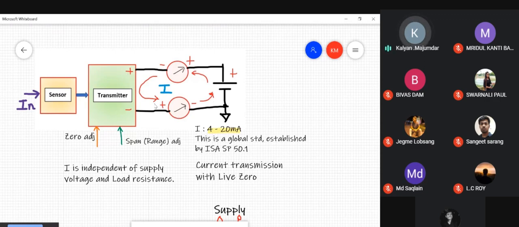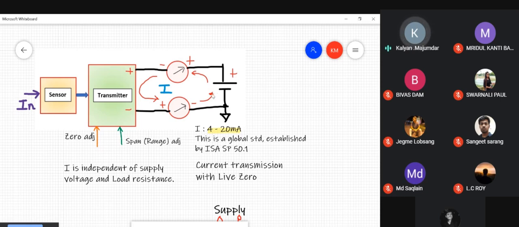So within this particular loop, you can put an indicator. In this case, the indicator is nothing more than a milliammeter, which records the loop current. So as the value of the input changes, the transmitter loop current, or the current flowing in this closed circuit, changes. So the indicator deflection also changes because the indicator is a part of this particular loop. The indicator and the transmitter are connected in series, and that is connected across the power supply.